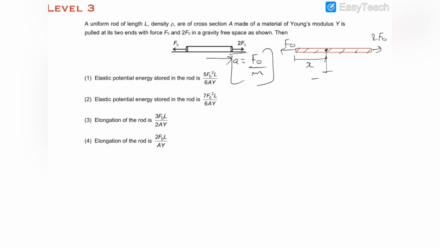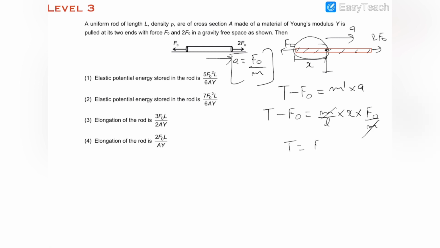So at this point, the tension in the rod can be calculated as follows. This rod is accelerating in this direction, therefore this tension T would be pulling this mass in the forward direction with acceleration a. So T minus F0 is equal to m' a, where m' is the mass of this part and a is the acceleration. So T minus F0 is equal to m', and m' is equal to m by L into x, and the acceleration is F0 by m. Cancelling m with m, T is equal to F0 times (1 plus x by L). This is the tension developed in the rod at this point.